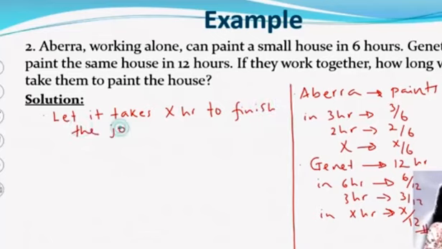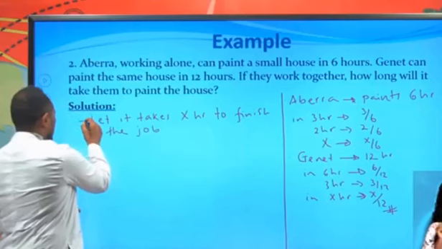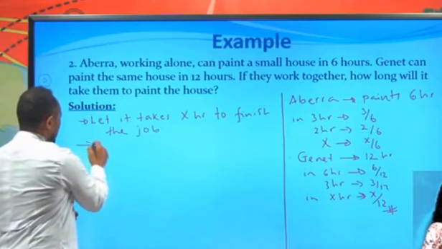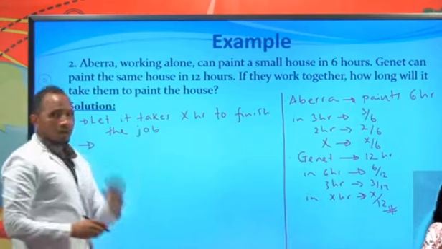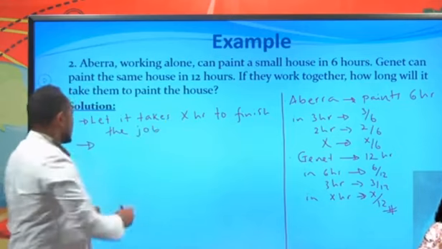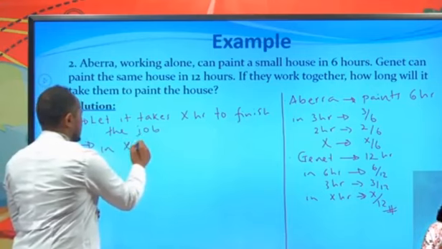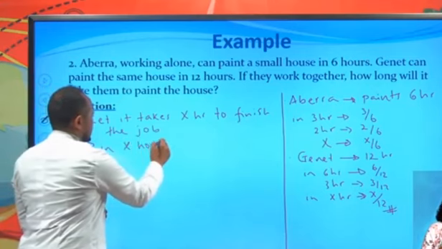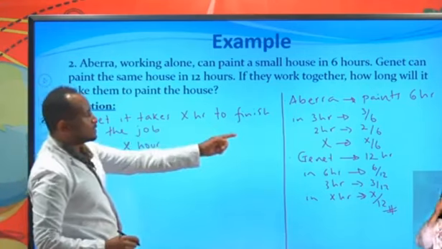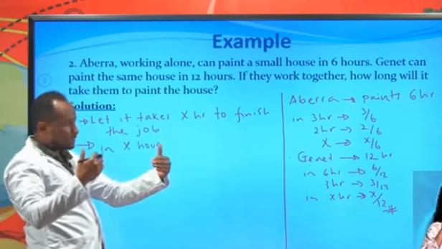So this is a rational expression. You can multiply this by the LCM. The LCM of 6 and 12 is 12. Multiply this expression by 12: 12 times x over 6 plus x over 12 times 12 is equal to 1 times 12.